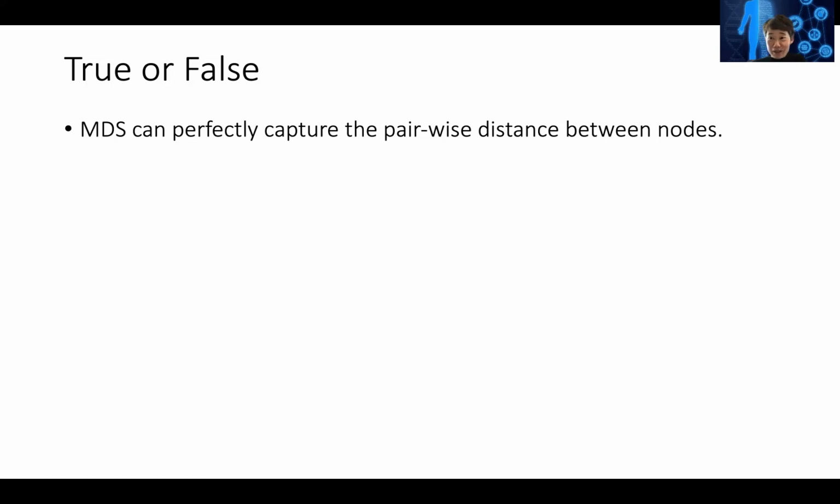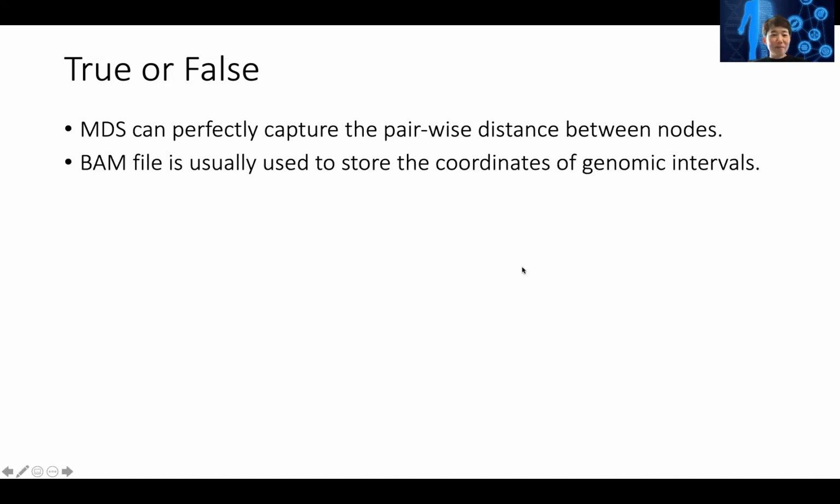The answer is false. Depending on your total dimensionality, MDS tries to capture as much of the pairwise distance as possible. But if you only give it a single dimension, it will just have to do what it can. The more dimensions you have, the better it captures the pairwise distance. But it by no way perfectly captures the pairwise distance. Second question, BAM file is usually used to store the coordinates of the genomic intervals. Is it true or false?